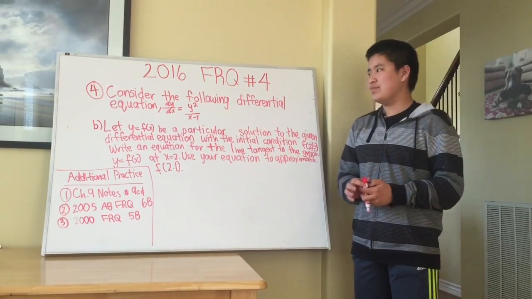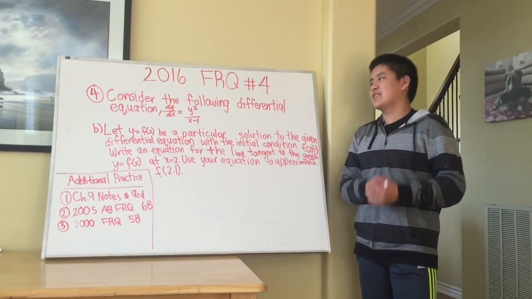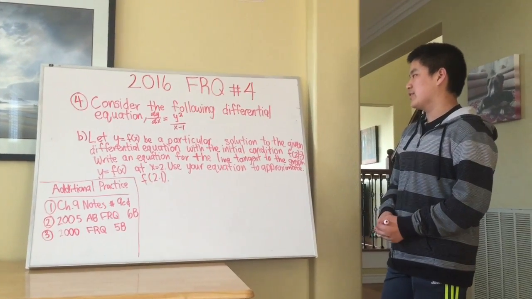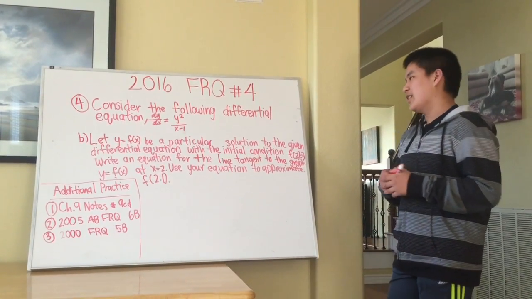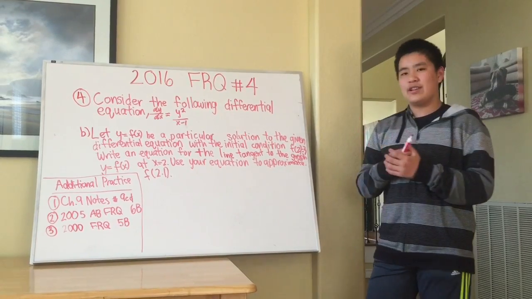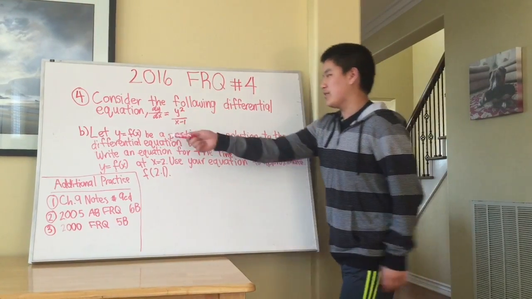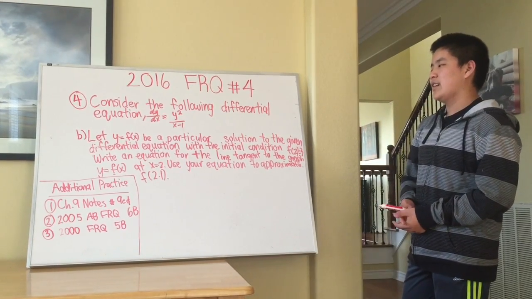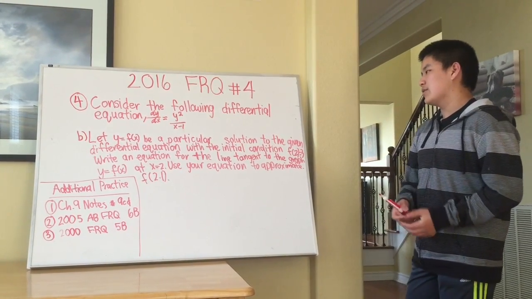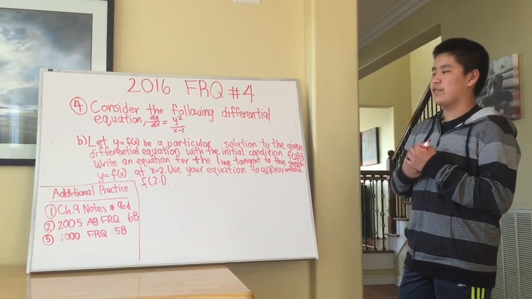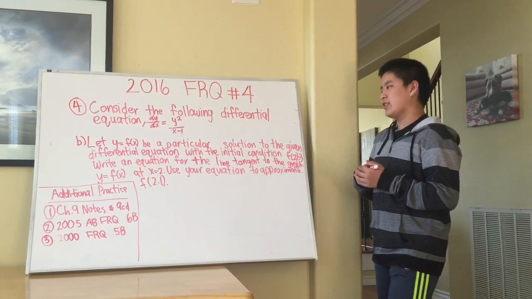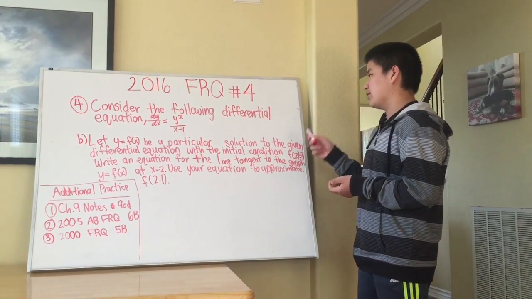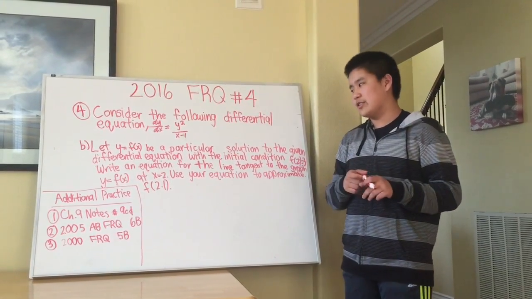Part B states: let y equals f of x be a particular solution to the given differential equation with the initial condition f of 2 equals 3. Write an equation for the line tangent to the graph y equals f of x at x equals 2. Use your equation to approximate f of 2.1. In order to get the slope of the tangent line, all we have to do is plug the point (2, 3) into the differential equation.